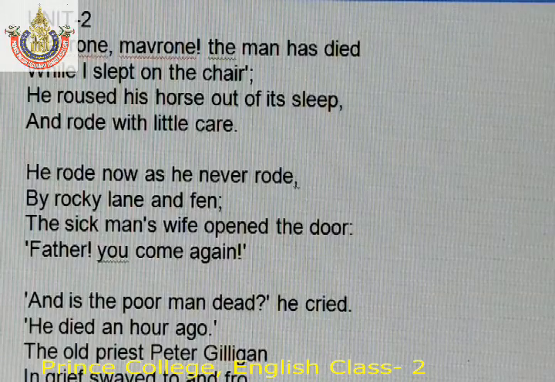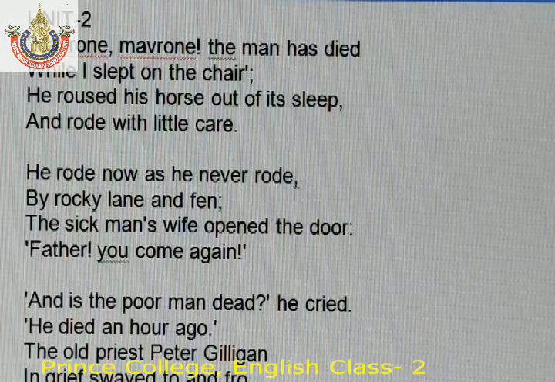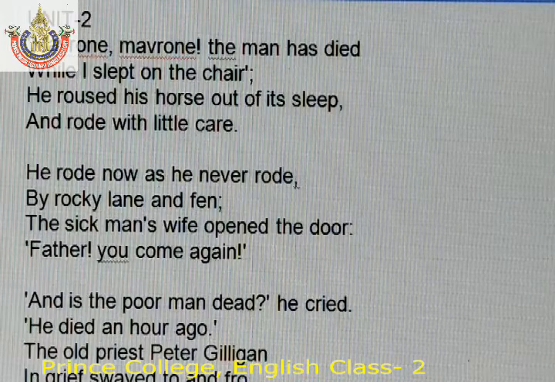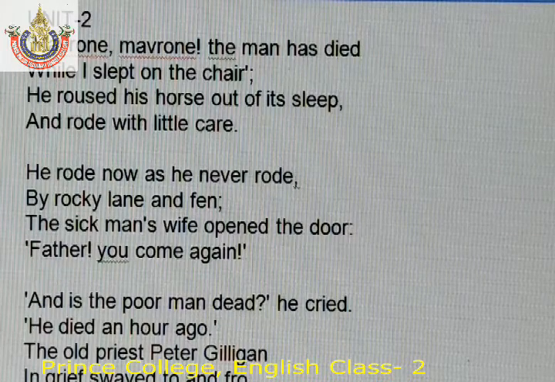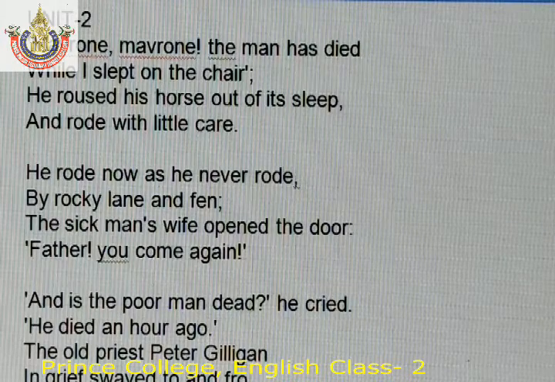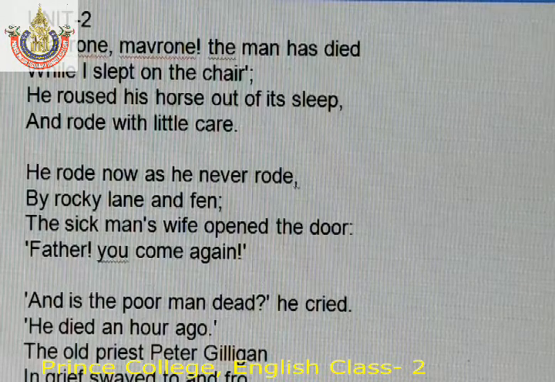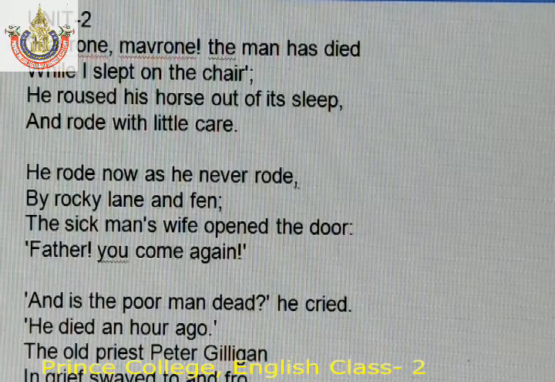So students, we start the second unit of the poem The Ballad of Father Gilligan. So Mavrone, the man has died. While I slept on the chair, he roused his horse out of its sleep and rode with little care.